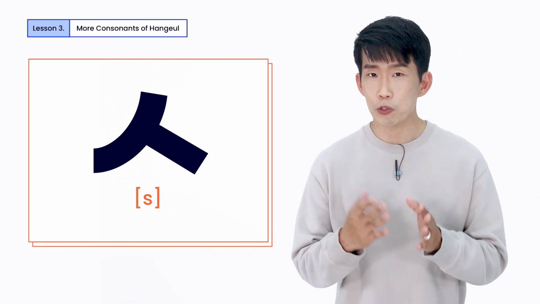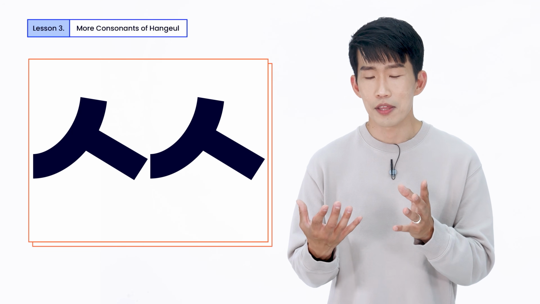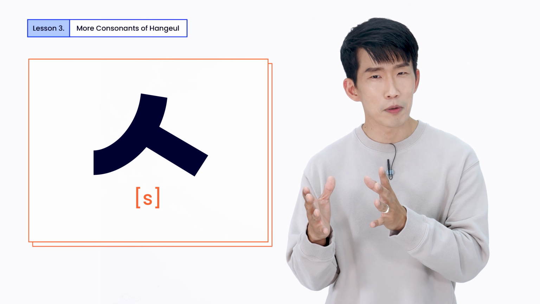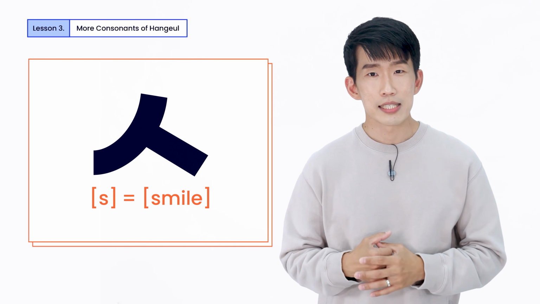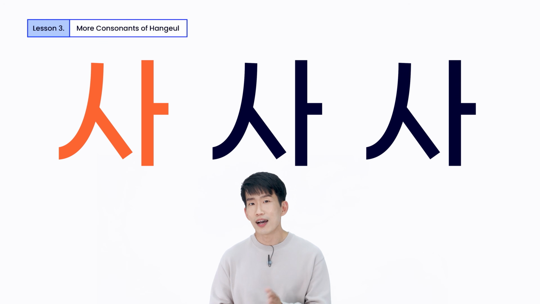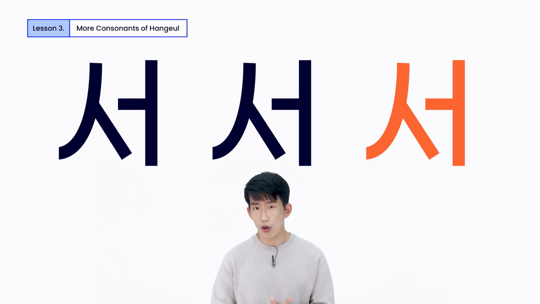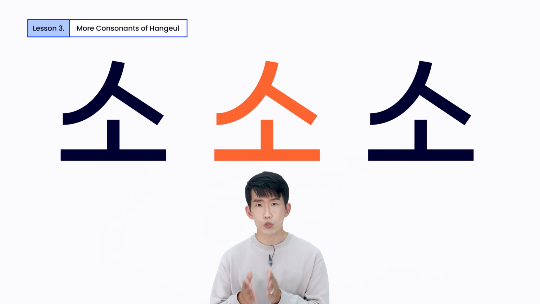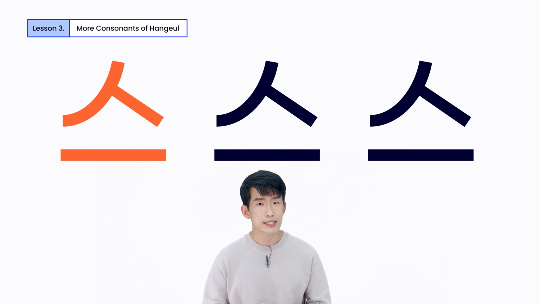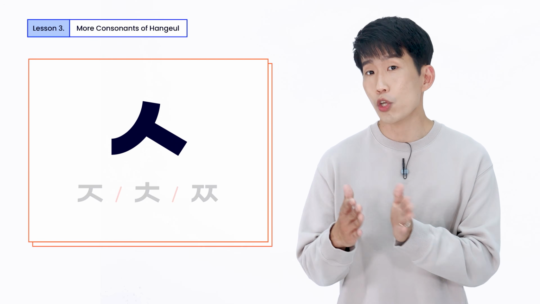An effective way to associate this letter with the sound of S is to imagine these as the two eyes of a smiling face. And also you can guess the pronunciation from the word itself, smile, like smile. Get it? So let's practice. 사, 서, 서. It's slightly softer than the English S sound. 소, 스. And from the letter 시옷, you can branch out to these other consonants.